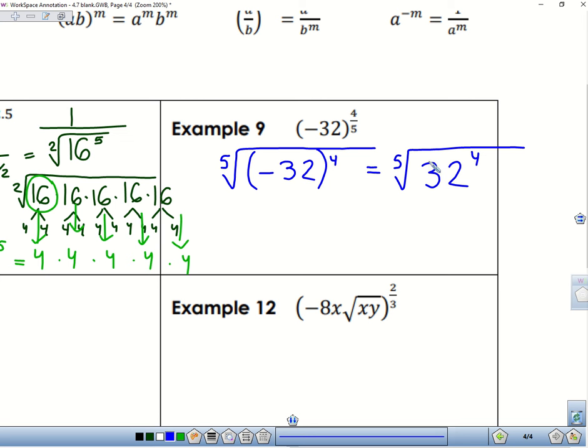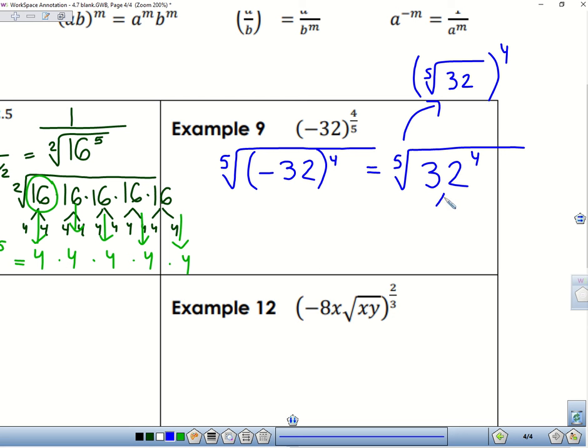So 32. I'm not going to multiply it out 4 times. That'll become really big. So I'm going to try to take the 5th root of 32 individually and see if I can take anything, and then I would just put it to the 4th power. Another way you could represent this, if you prefer, is to do the 5th root of 32 and then put the whole thing to the 4th power. So that's the same thing as this. If you feel like that makes more sense to you, you can put it like that.